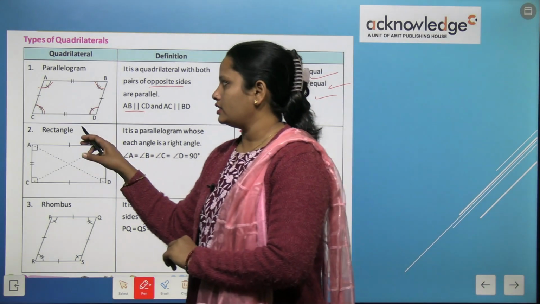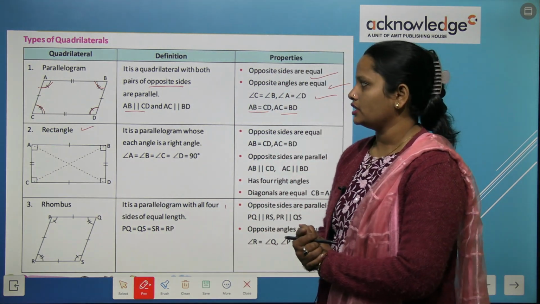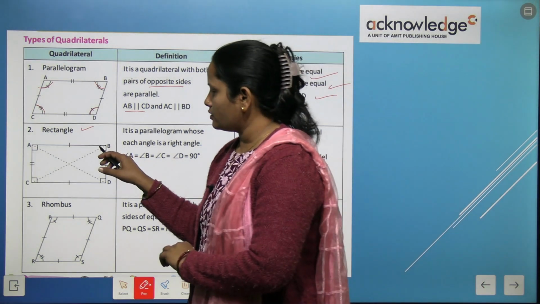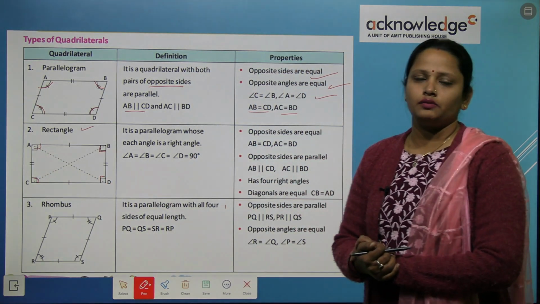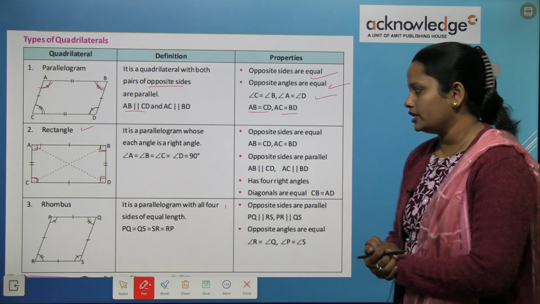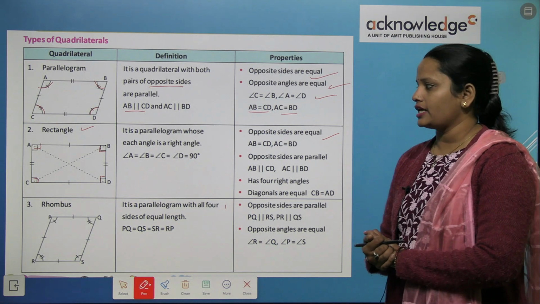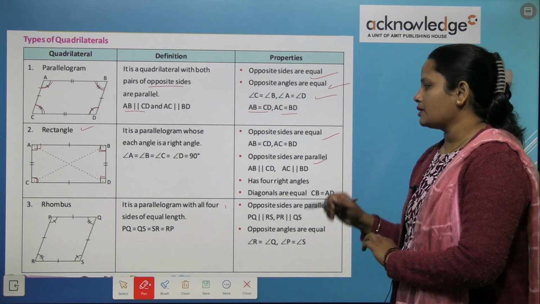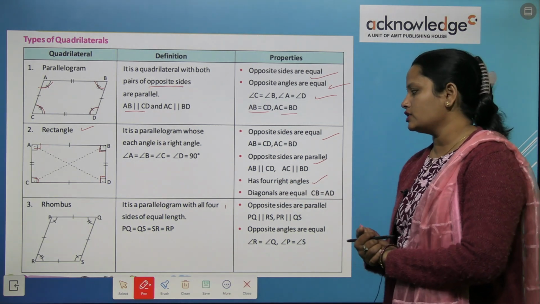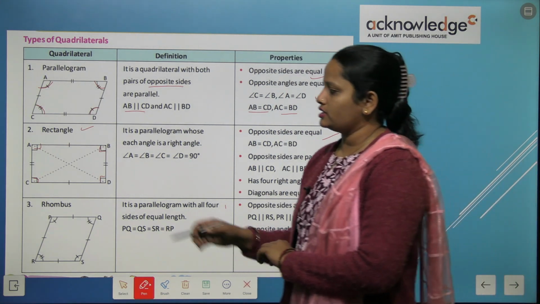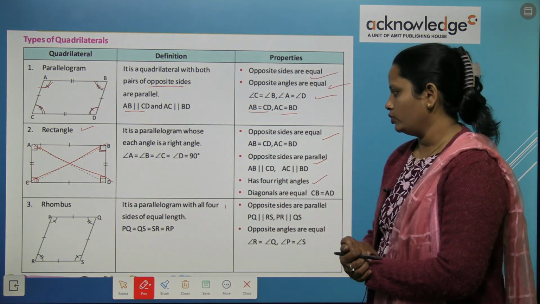Next is rectangle. So this is a figure of rectangle. It is a parallelogram whose each angle is 90 degree. ये जो parallelogram है इसके जितने भी angles हैं वो सारे 90 डिग्री के होते हैं. Angle A is equal to angle B, which is equal to angle C, and which is equal to angle D, and all are equal to 90 degree. Opposite sides are equal. इनके जो opposite sides होते हैं वो equal होते हैं. Opposite sides are parallel. Has four right angles. Diagonals are equal. ये जो diagonals हैं B से C तक एक diagonal और A से D तक का diagonal, ये दोनों equal होते हैं.